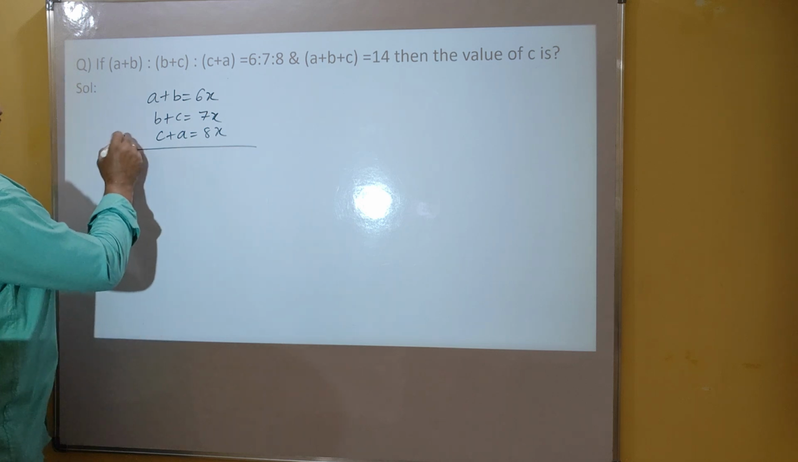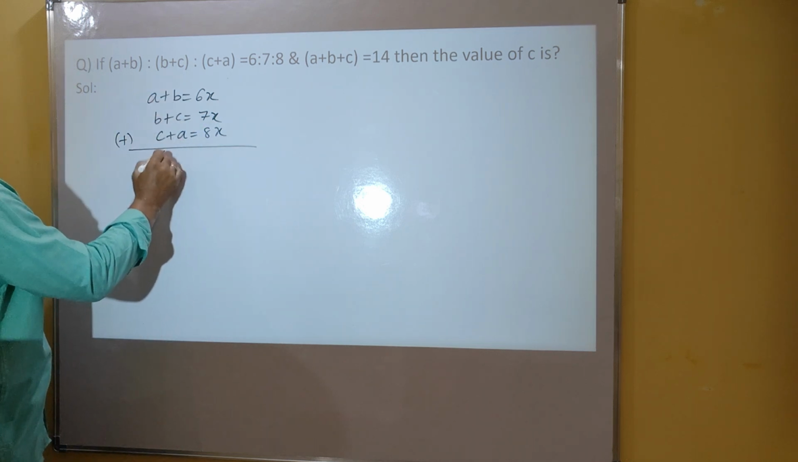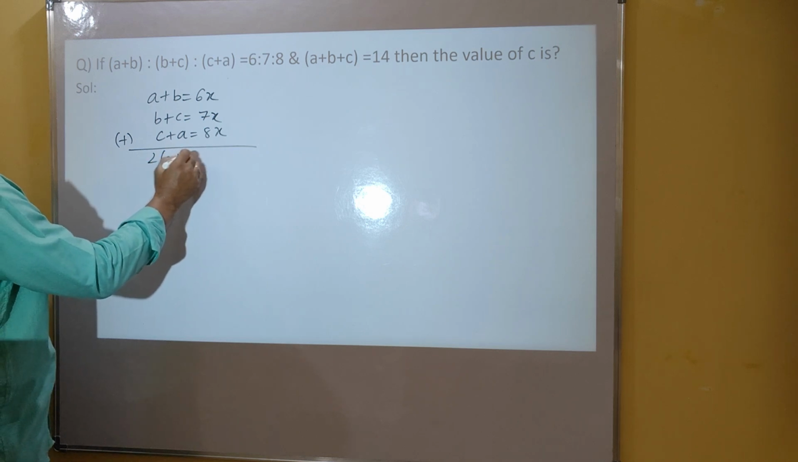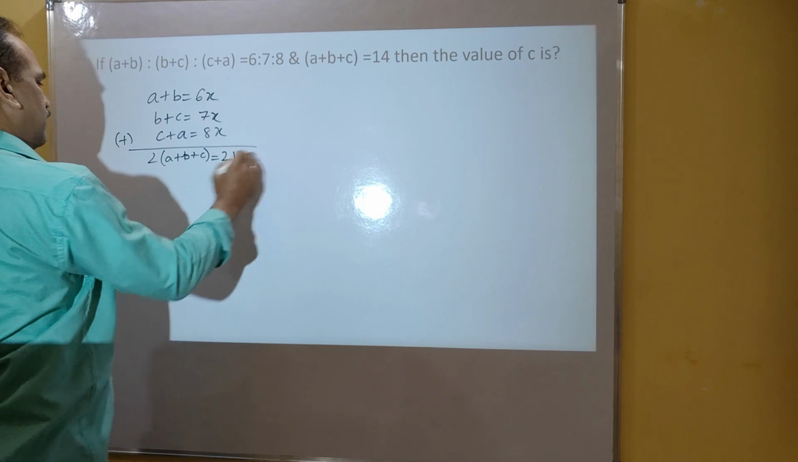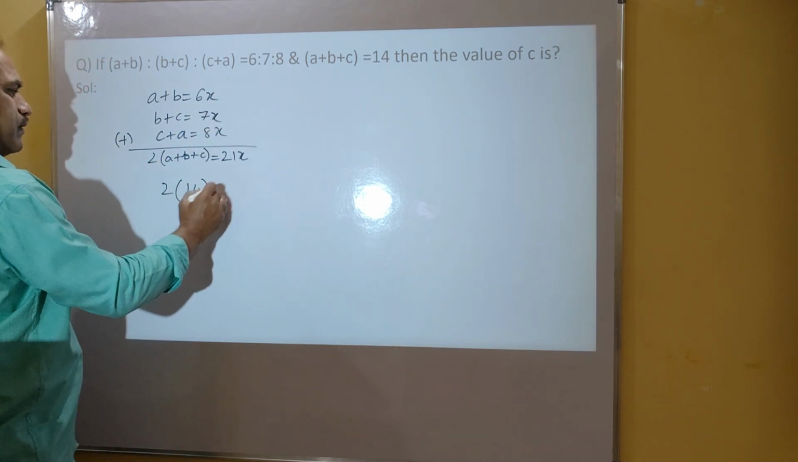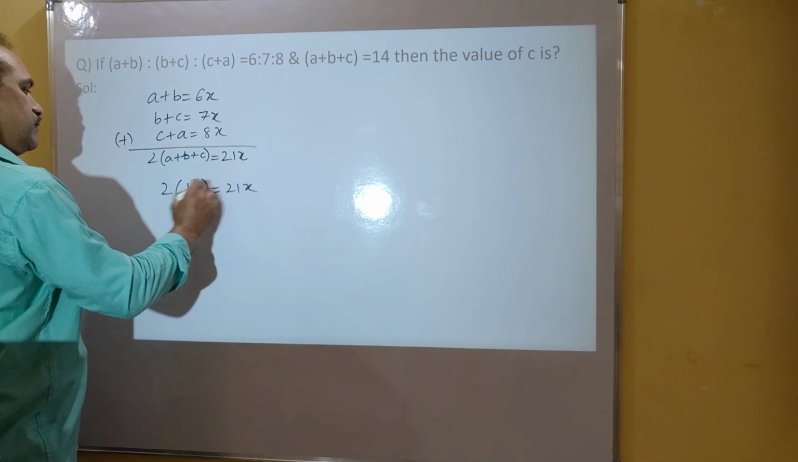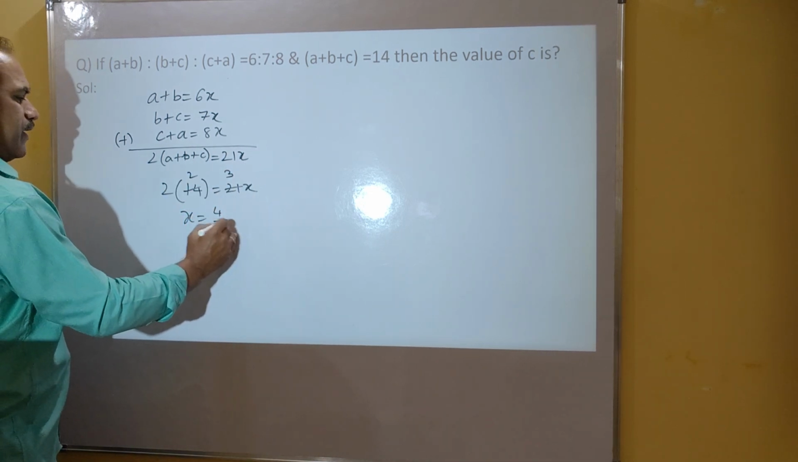Now add all these. What you will get? 2a plus 2b plus 2c. 2 into a plus b plus c equal to 21x. 2 into what is a plus b plus c? Given as 14. So x equal to 4 by 3 we got.